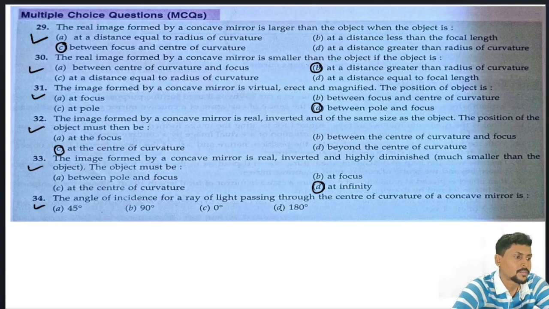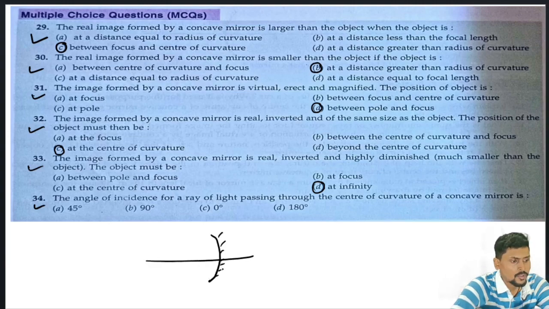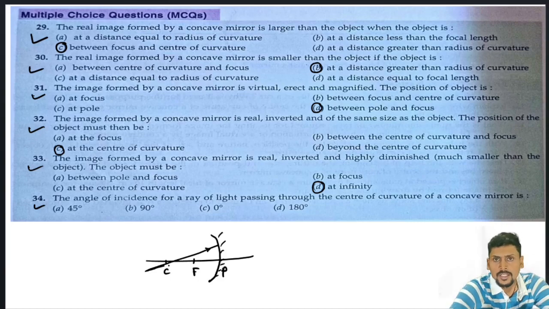Okay, suppose I'm drawing a concave mirror like this. This is the pole, this is the focus and this is the center of curvature. So the angle of incidence for a ray of light passing through the center of curvature: if a ray of light passes through the center of curvature like this, then what will be the angle of incidence? The answer is 0 degree.